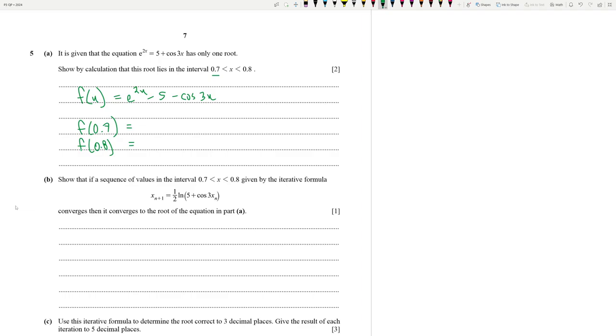So e to the power twice x minus 5 minus cos 3x. Okay, 0.7. This is minus 0.43995 and 0.8. That's plus 0.69043. So since the sign changed, okay, since the sign changed between these two values, that's why the root lies in between these values.